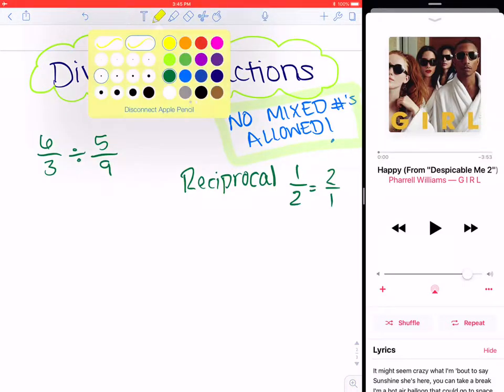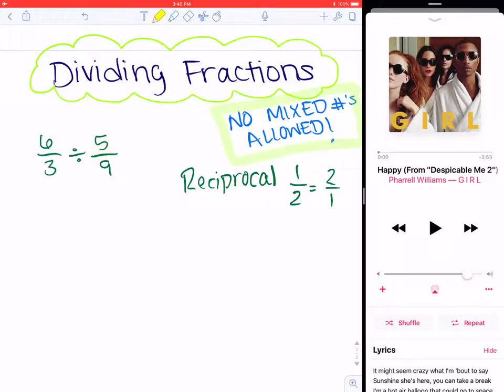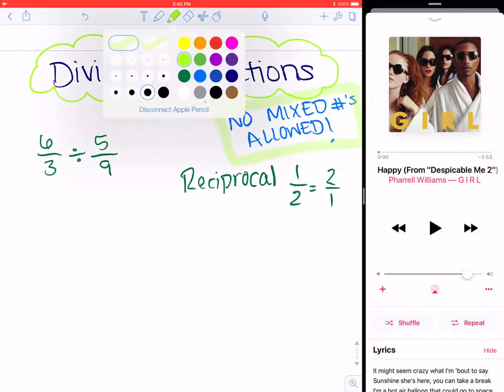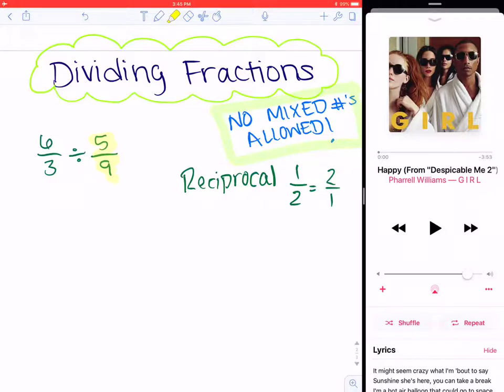And with the reciprocal, we flip the second, let's use highlighter, we flip the second fraction. So not the first fraction, the second fraction. All right, so our reciprocal of 5/9 is going to be 9/5. So that's one thing different than multiplying. Now, because we took the reciprocal of our second fraction, our division now becomes multiplication. So we have 6/3 times 9/5.